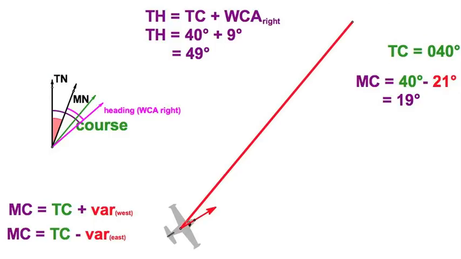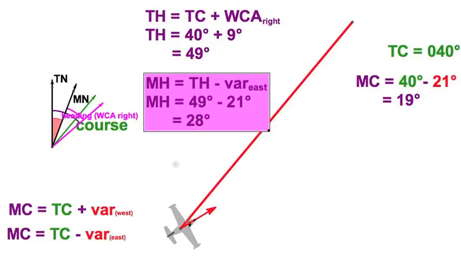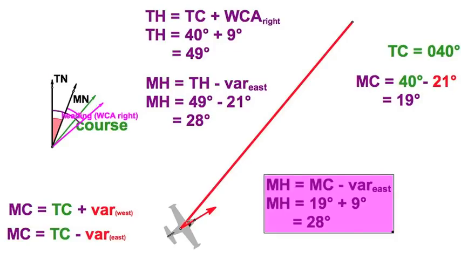So what do we do next? Well, we're going to take that true heading, and I'm going to subtract this angle right here, because you can see that the angle I'm looking for is going to be less than this angle, the angle relative to true. When you sketch the picture, it just makes sense. So I can see 49 minus 21. I now have a magnetic heading. That's what I'm looking for in my DG, to be 28 degrees. Then I could do it this way. I could have said magnetic course plus 9, also 28.